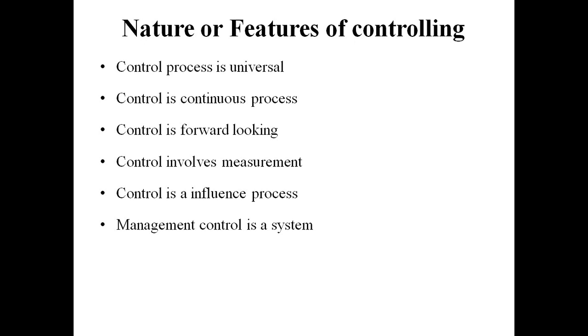Then coming to the third one, control is forward looking. Control aims at the future because one can control future events and not the past. However, control is in the nature of follow-up to other functions of management, but the corrective action decided on the basis of past experience is taken for the future. That means even the controlling will be exercised on the basis of past performance. They are doing such practices in order to ensure the future is going in the decided direction. So we can consider controlling as a forward looking function.